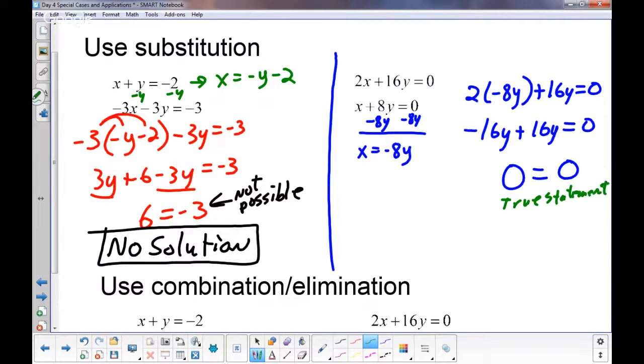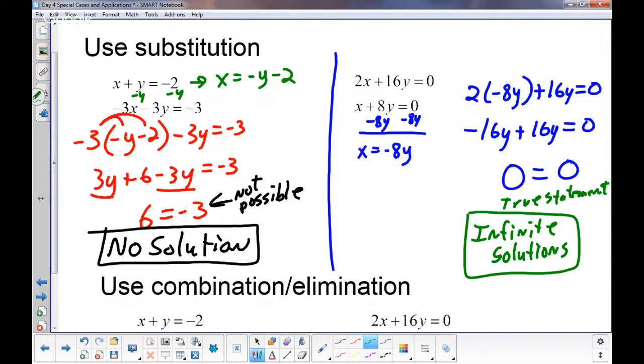And since that is a true statement, and it's always true, 0 equals 0, I know I have infinite solutions. Now with substitution, you'll see that we get numbers, unlike 2 times 6 equals negative 3, which is no solution. It doesn't always end up being 0 equals 0 for infinite solutions. It could be 5 equals 5, negative 7 equals negative 7, 1/2 equals 1/2. It doesn't matter. As long as it's a true statement and there are no variables left over, then it is infinite.